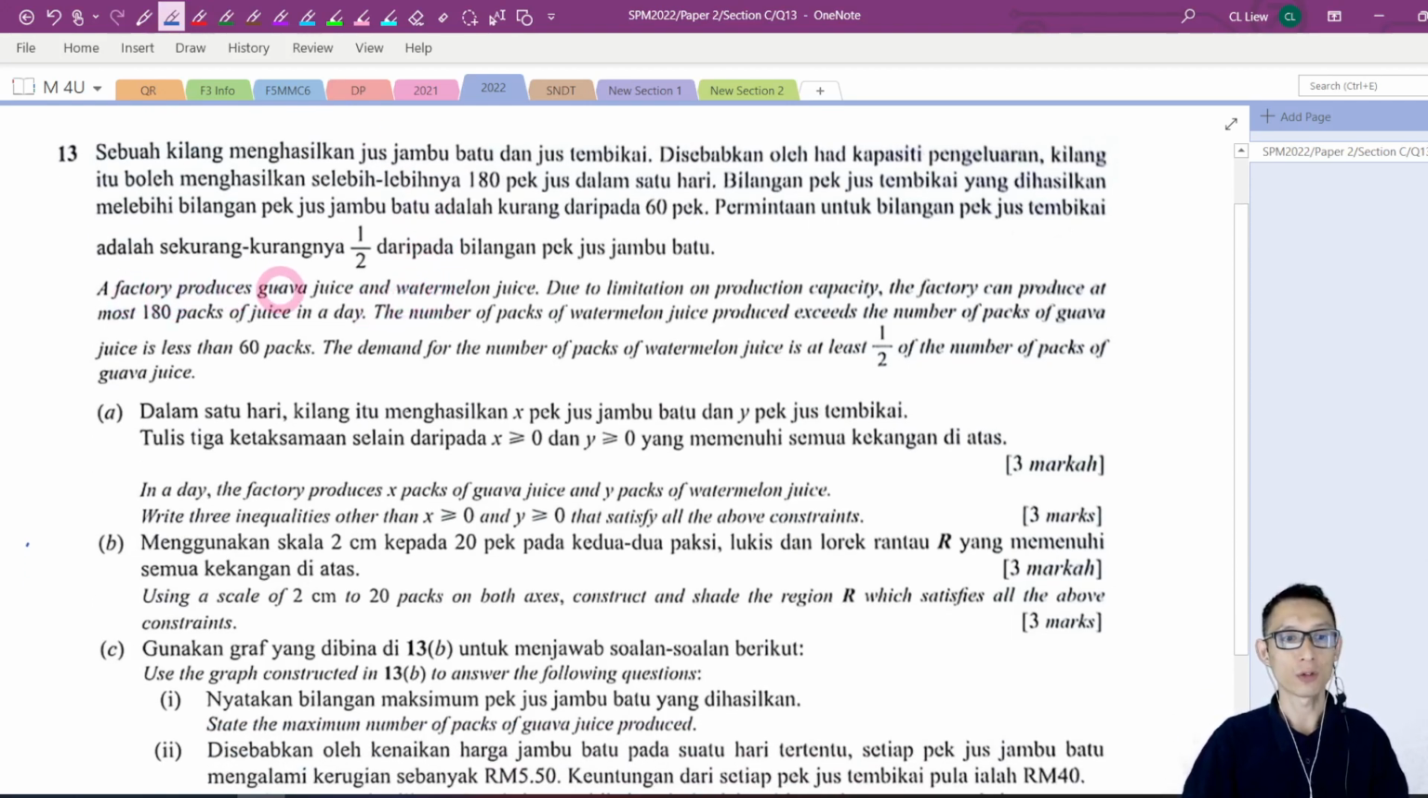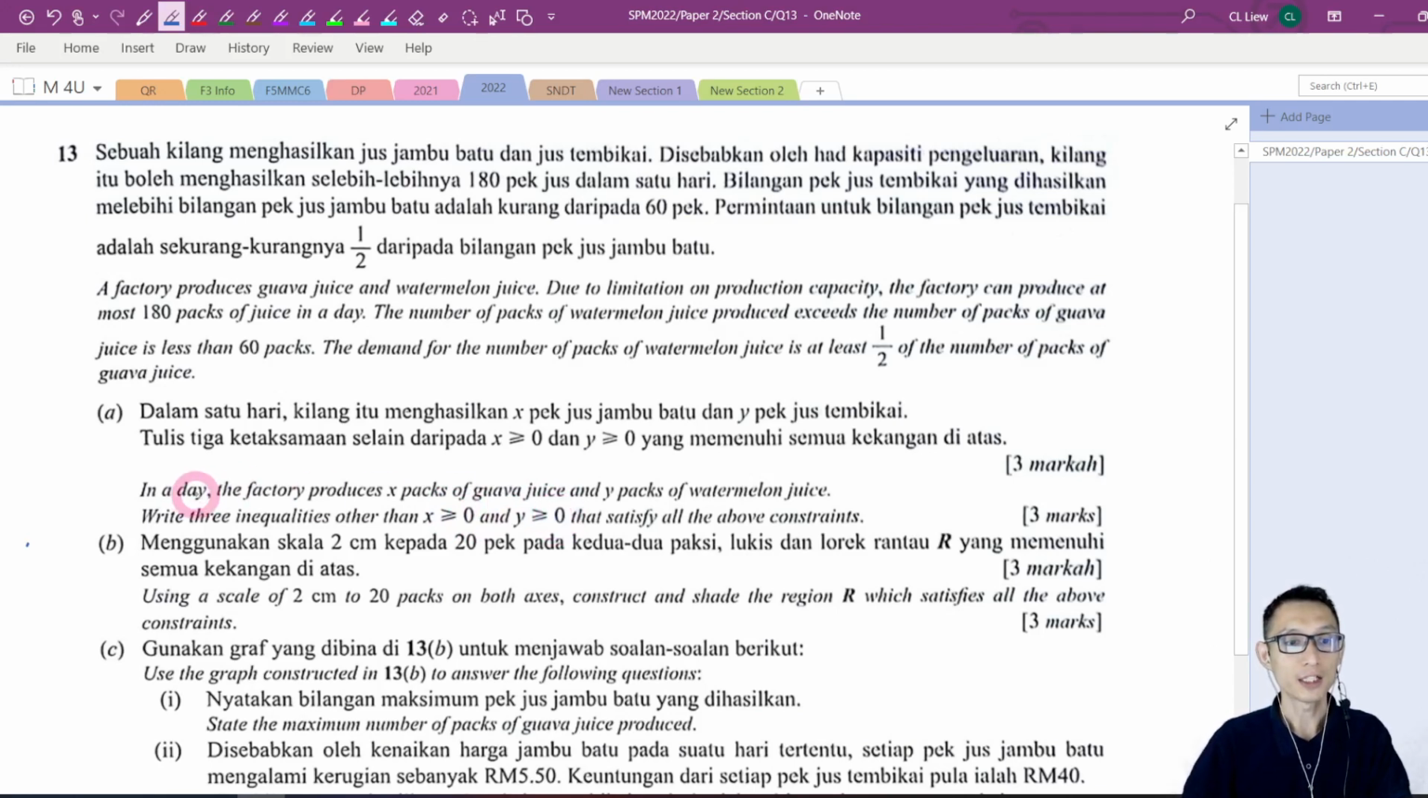A factory produces guagua juice and watermelon juice. Due to the limitation on production capacity, the factory can produce at most 180 packs of juice in a day. The number of packs of watermelon juice produced exceeds the number of packs of guagua juice is less than 60 packs. The demand for the number of packs of watermelon juice is at least 1/2 of the number of packs of guagua juice. Okay, so for the first part, we want to write three linear inequalities other than x is greater than or equal to 0 and y is greater than or equal to 0.